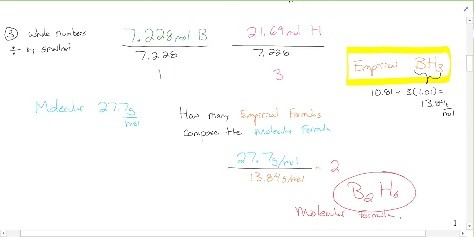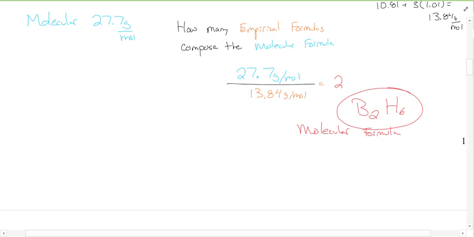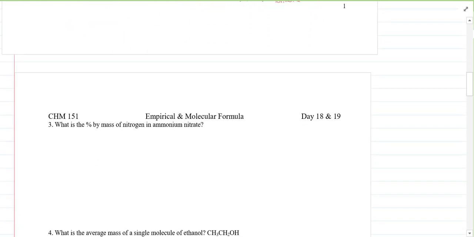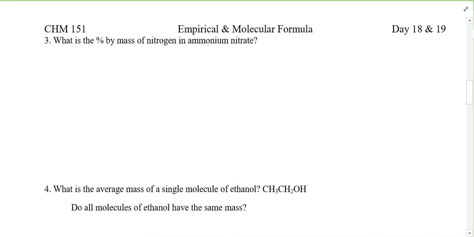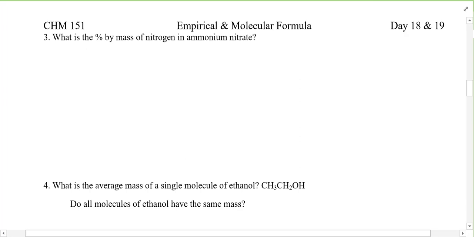Because it's 2 empiricals. Let's try number 3. What is the percent mass of nitrogen in ammonium nitrate? So there you go. What's the percent mass of nitrogen in ammonium nitrate? Well, step 1, what is the correct formula of ammonium nitrate? Ammonium, NH4 plus, nitrate, NO3 minus.